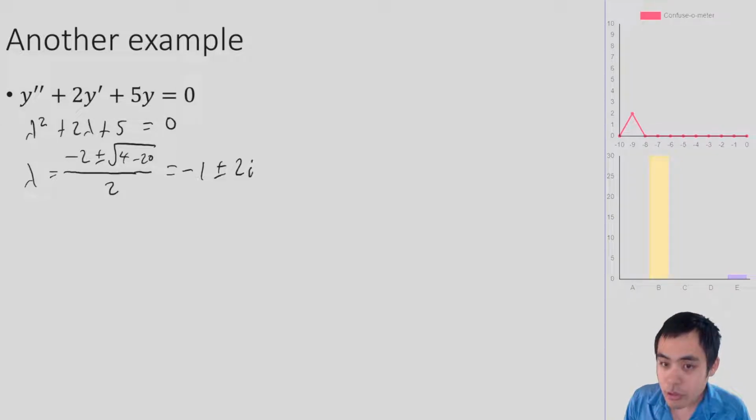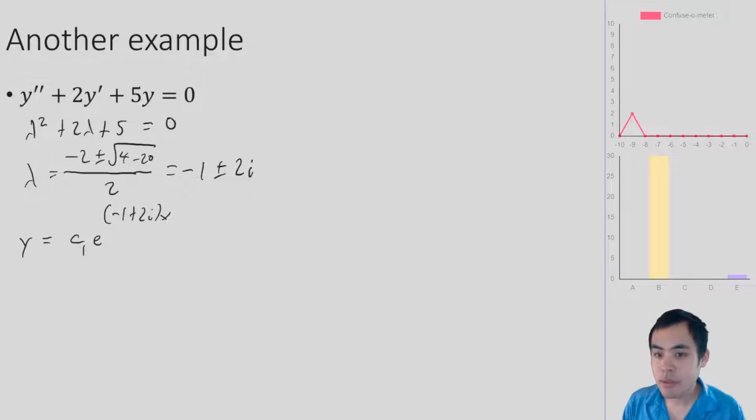And therefore, you know that the general solution is y is equal to c1 e to the minus 1 plus 2i times x plus some other constant times e to the minus 1 minus 2i times x.